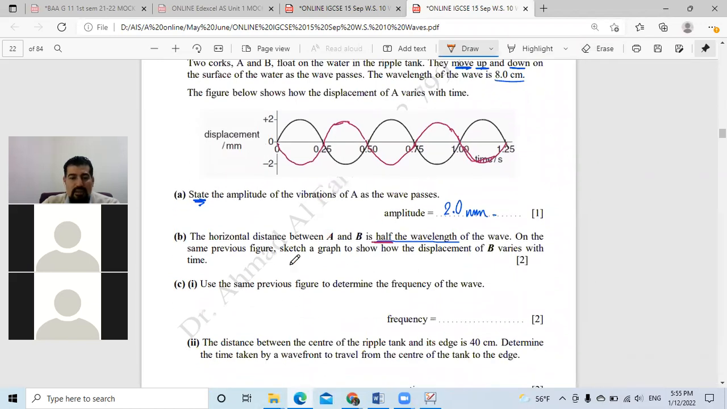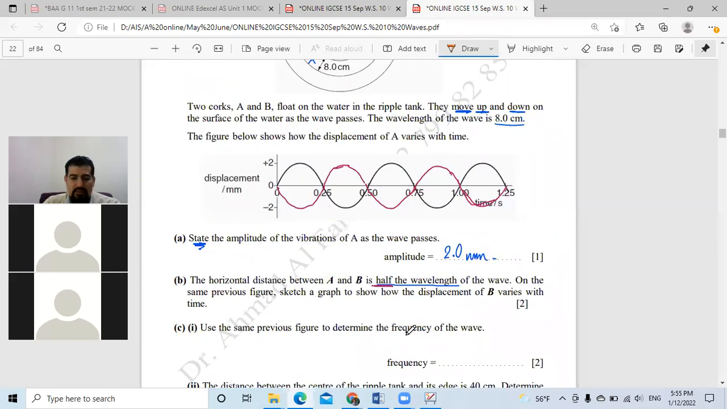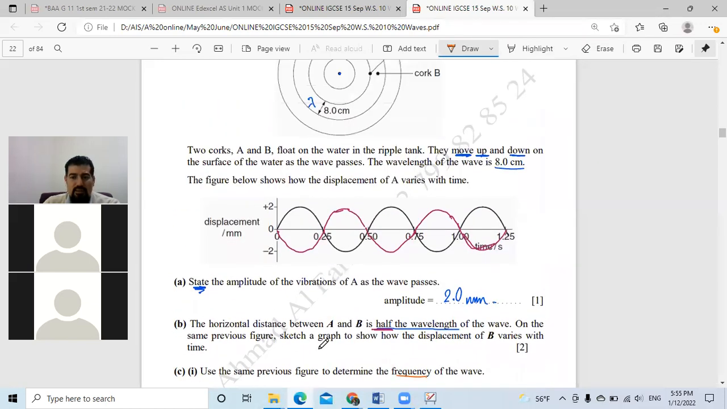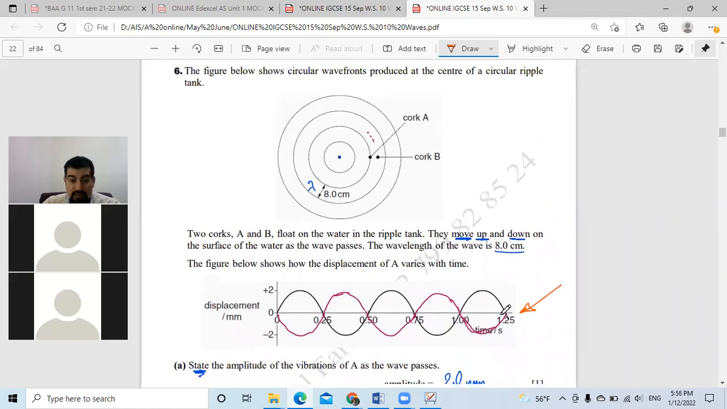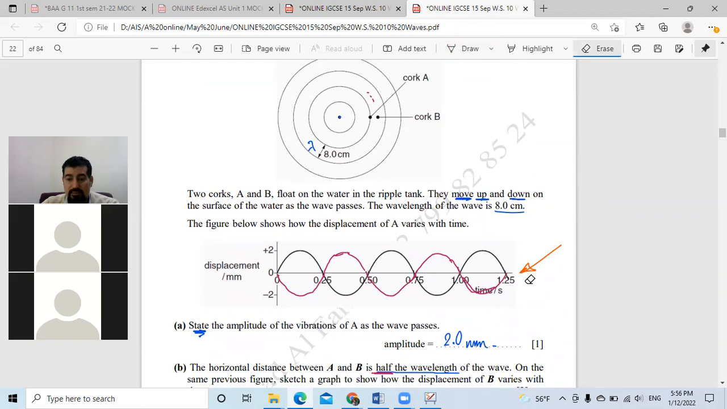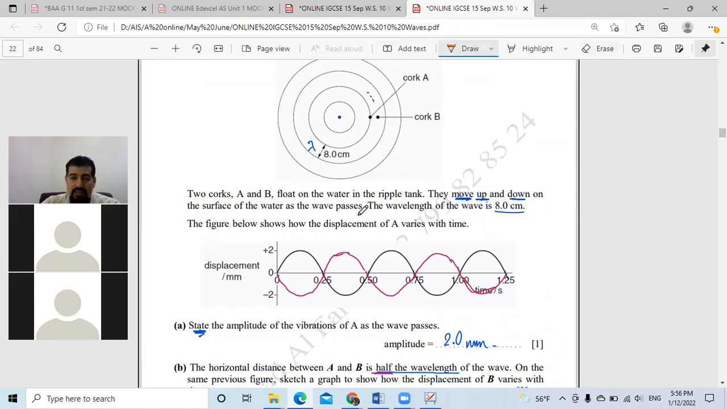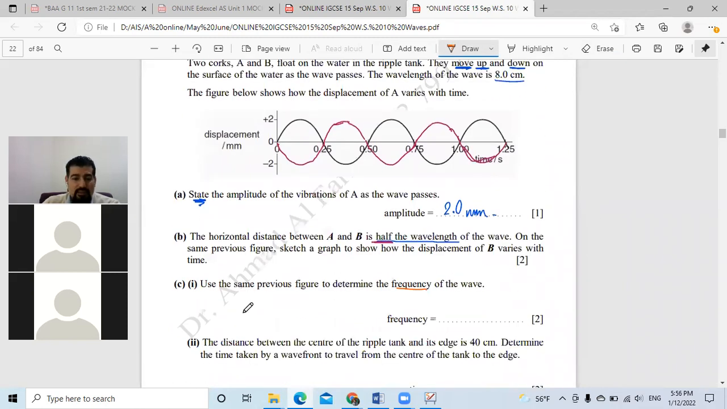Next. Use the same previous figure to determine the frequency. How can we determine the frequency from the graph? How did you know, Muhammad, it's 2 hertz? Bravo. Exactly, the frequency is equal to 1 over T, or the number of vibrations divided by time.